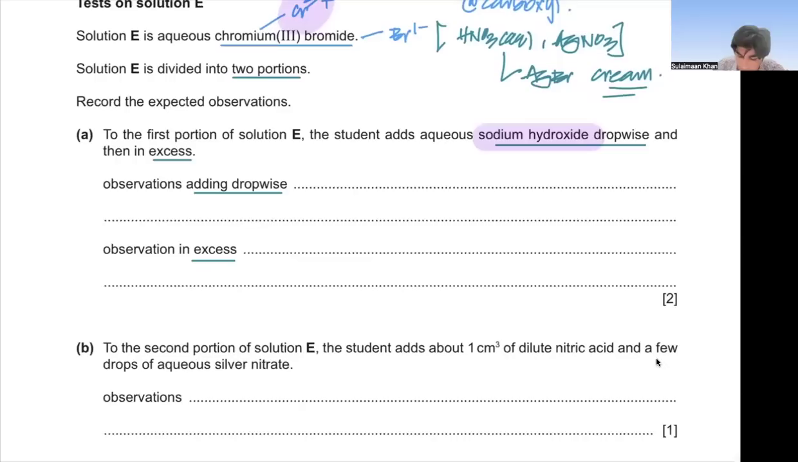So for now, when you add it drop by drop, you say a green precipitate. I'll write PPT, but you have to write precipitate, please. So a green PPT forms. And right here, what happens with the green precipitate? The green precipitate dissolves to give a green solution.